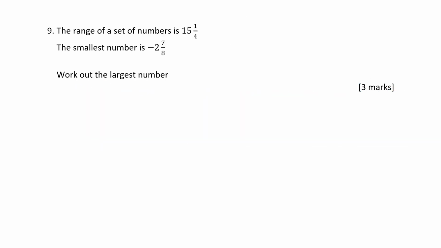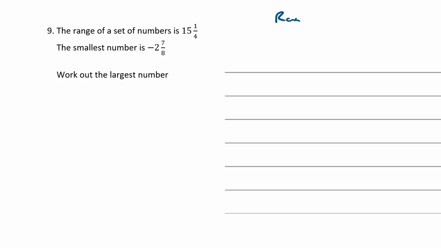Question 9. The range of a set of numbers is 15 1/4. The smallest number is -2 7/8. Work out the largest number. So range, if you remember, is defined to be the largest value minus the smallest. So if we rearrange that, move that over there, then the largest value is going to be the range plus the smallest, isn't it?